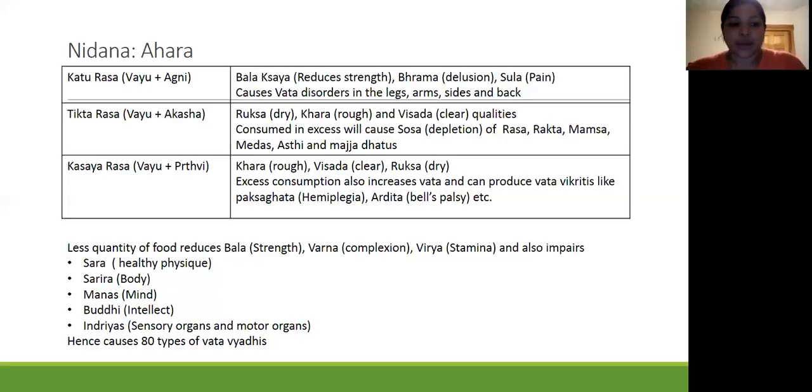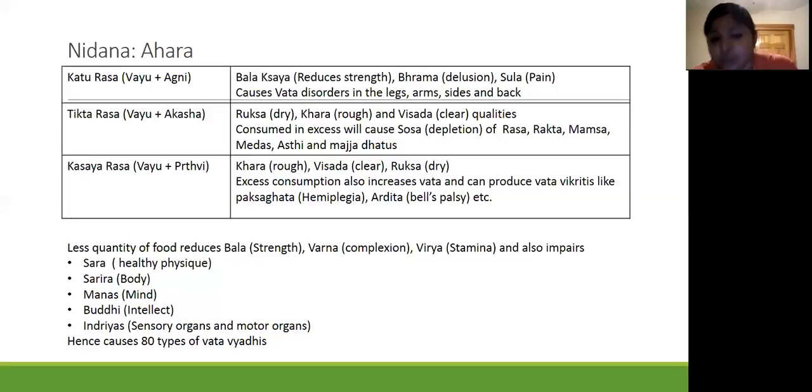Kashaya rasa, or astringent, is basically comprised of vayu and prithvi. So here you can see again why all three of these rasas aggravate vata: they are all composed of vayu, or air, plus another element. And tikta rasa has the same composition as vata itself. That's why it tends to completely aggravate vata, and it tends to completely reduce all nourishment in the body. So this kashaya rasa, when consumed excessively, produces karatva again, roughness, vishada, clearness in fluid basically, and ruksha, more dryness.